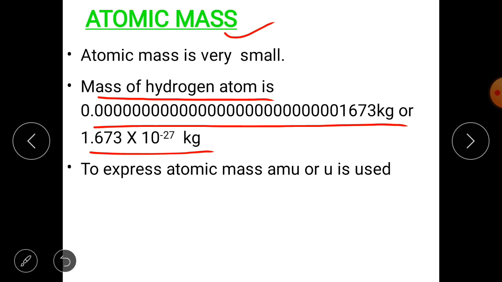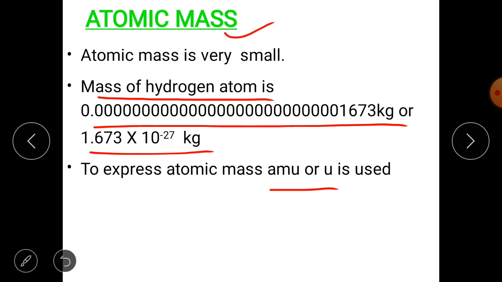That's why IUPAC has accepted the atomic mass unit scale to be used for expressing atomic mass. And this was done in the year 1961. In this scale of atomic mass, the carbon-12 isotope has been assigned an atomic mass of 12 AMU. Now this is a new thing, AMU or U.